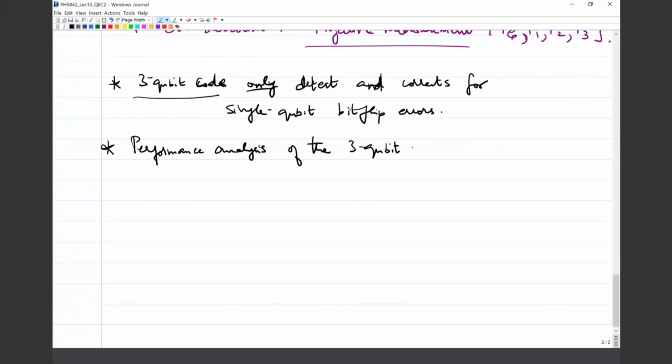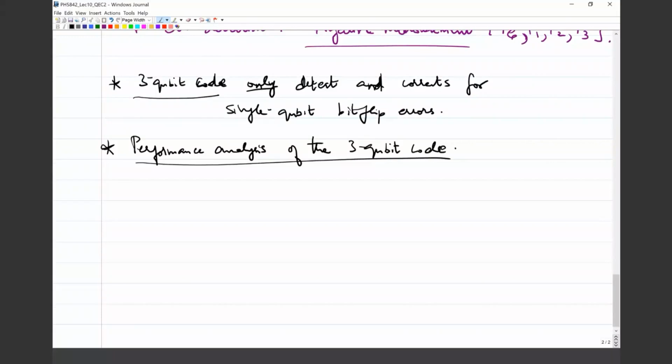So what I've shown you so far is that there is a simple way to do the encoding and the detection and the recovery, and that this encoding, detection, recovery all works fine so long as you're interested in detecting and correcting for single qubit errors.